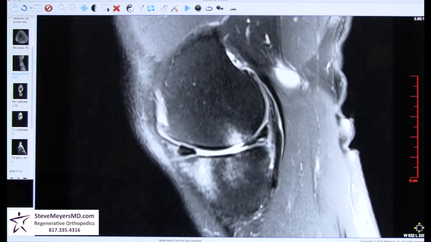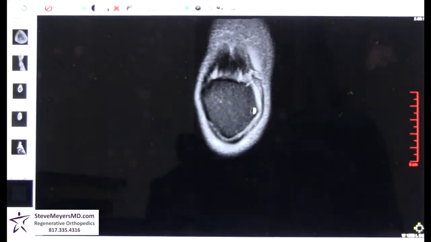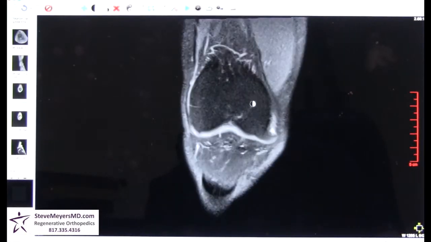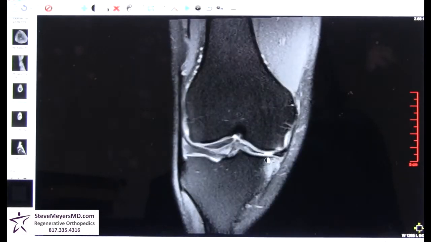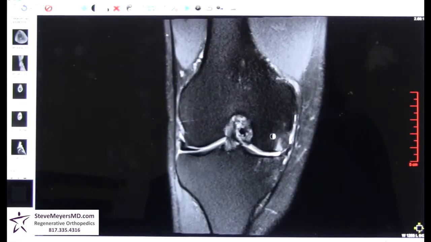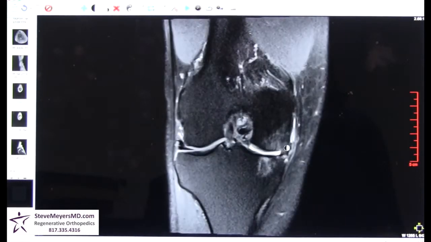Switching over to the coronal images, here's his kneecap up in the front of the knee, and as I scroll back through the knee, nice normal looking bone color. This dark gray is normal looking bone. As we keep going back, we get into this bright area in the tibia. This is swelling in the tibia, along with bright areas occurring in the femur here and both sides of the joint. These bright areas indicate basically arthritis in the bone itself.